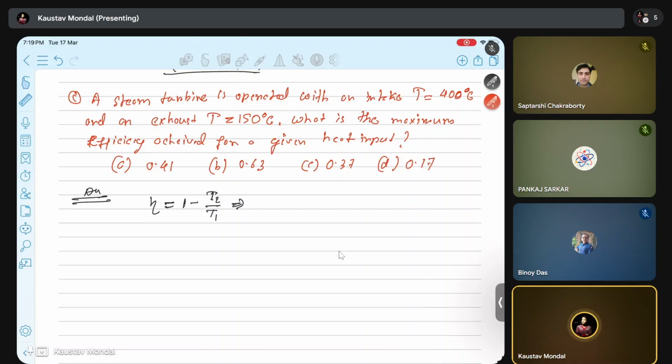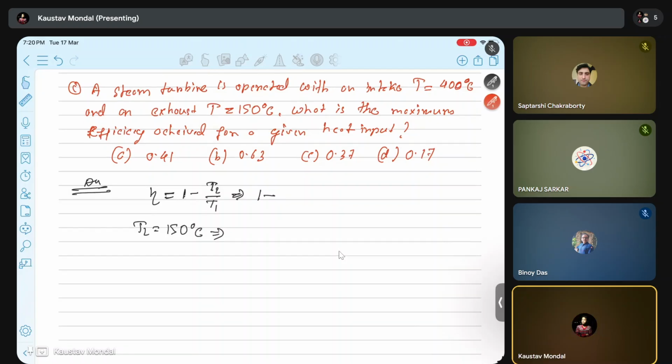So 1 minus T2 is here. What is the T2? T2 is where the heat output is moving. So that is at the exhaust temperature, right? So exhaust temperature T2 is 150 degrees centigrade. This we have to convert into Kelvin. This is a very important step. You cannot use a unit in degree centigrade in these formulas. So you have to convert it into Kelvin. So this would become 423 Kelvin.